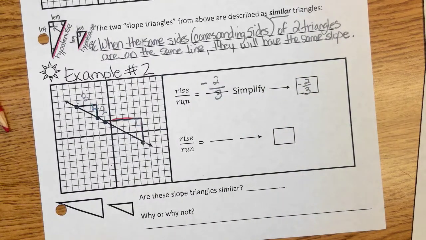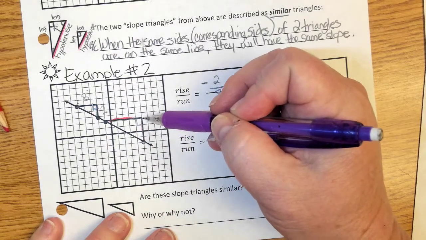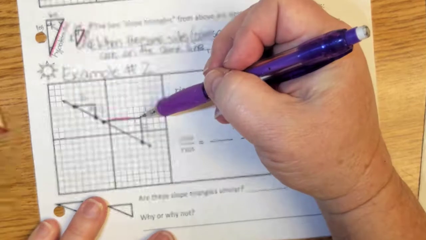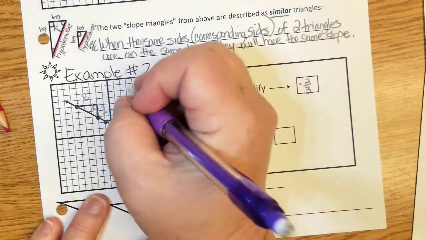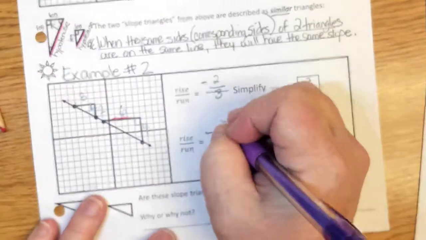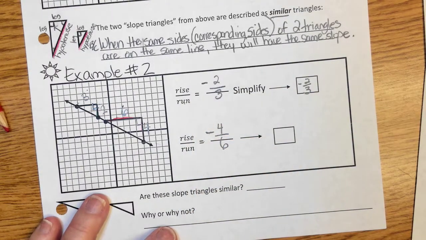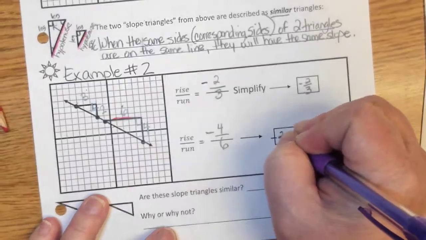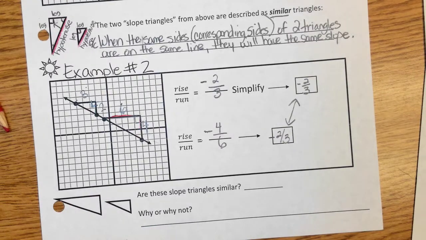All right, so then I'm going to look at my second one, and I'm going to count my rise, 1, 2, 3, 4. And I'm going to count my run, 1, 2, 3, 4, 5, 6. It is still a negative line, so I have a negative slope. I get 4 for my rise, 6 for my run, and when I simplify 4 and 6, I put -4 divided by 6 in my calculator, hit math, enter, enter. I get -2/3. Thus, these are similar triangles. They have the same slope.